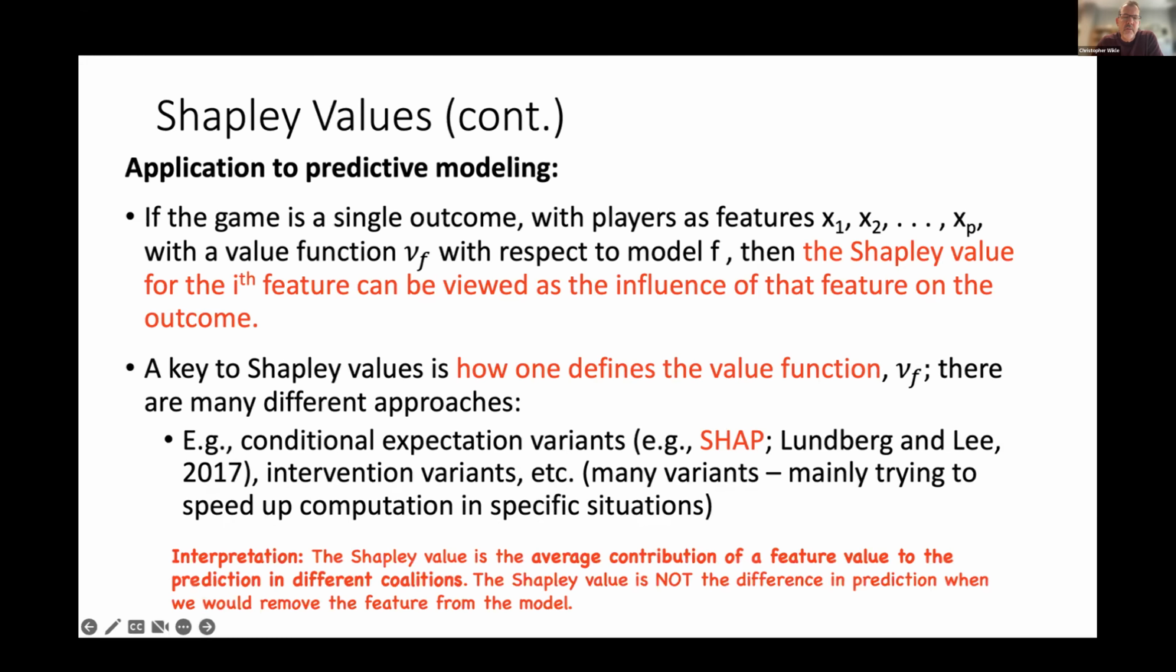The key here, though, is that the Shapley value interpretation is the average contribution of this feature to the prediction. It's not the difference in the prediction when we would remove the feature from the model. Sometimes people think that. That's a different type of interpretability question. This is more just the average contribution of that feature, if you thought about all the possible ways it could come into the model.